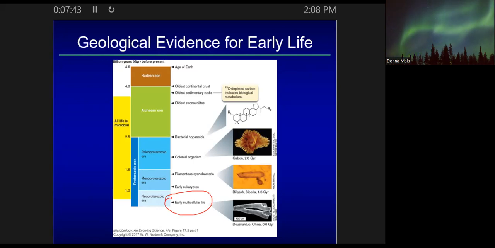But you can see here that you're getting into early eukaryotes showing up. We'll talk about that as well. And so they're trying to hunt for fossils and some kind of existence. So these images here are what they consider fossil evidence of microbes.